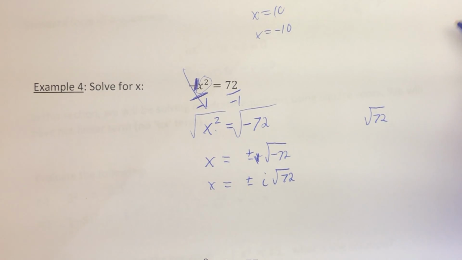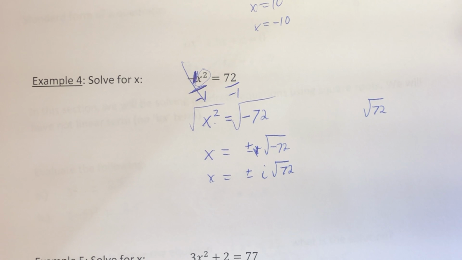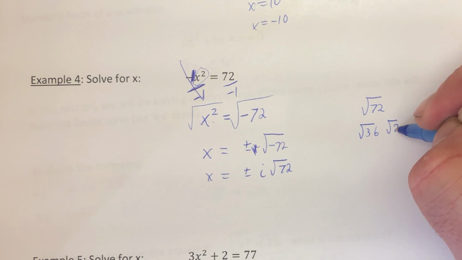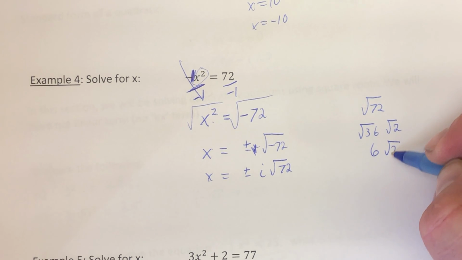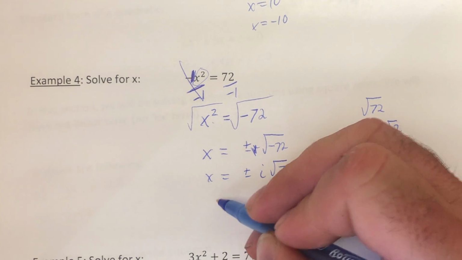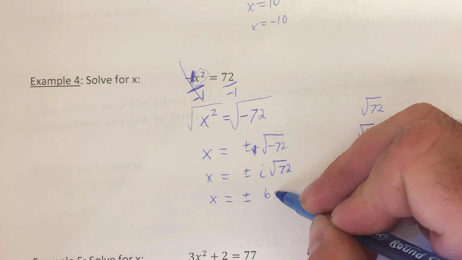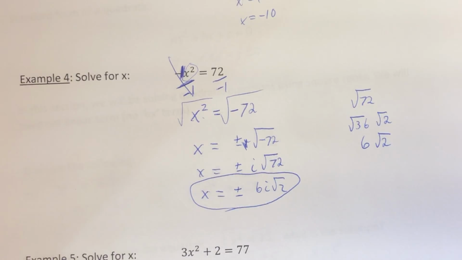So the square root of 72, in our last section we simplified our radicals. Try and find the biggest perfect square that goes in there. I could try 4, it goes in there, 9 does, 16 does not, 25 does not, 36 does. So I can think of this as the square root of 36 times the square root of 2. The square root of 36 is 6, so I get 6 square root of 2. So my final answer is x equals plus and minus 6i root 2. And that's our final answer for that one.